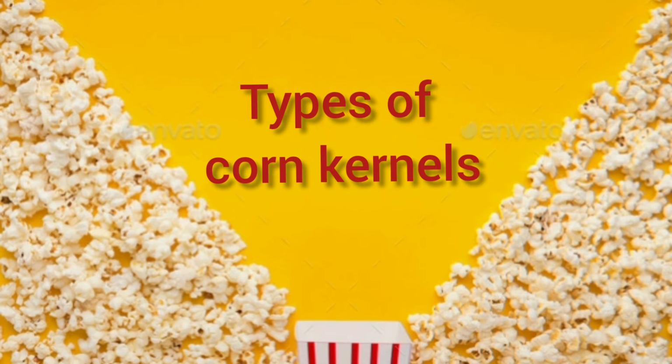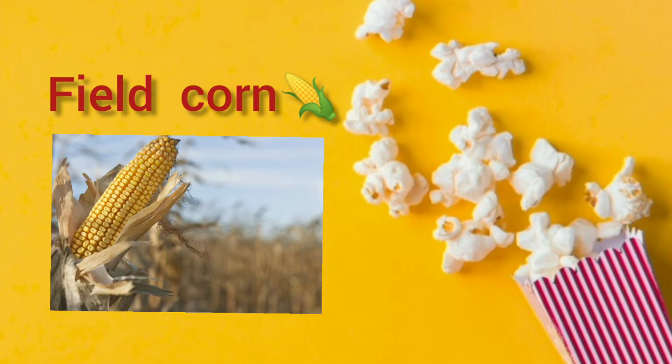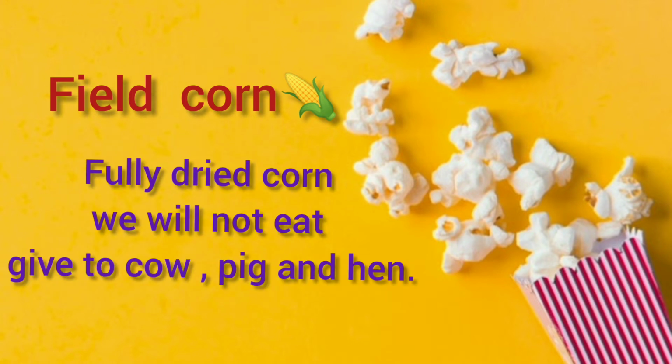Types of corn kernels. First one is field corn. Fully dried corn, we will not eat. We give it to cow, pig and hen.